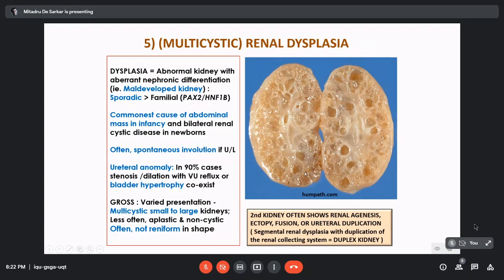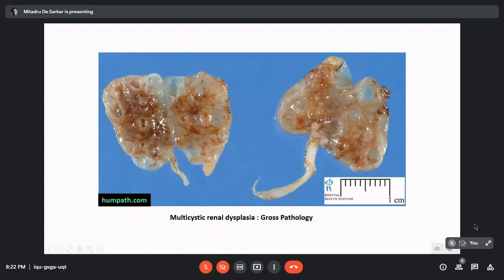That usually does not happen in the case of polycystic kidney diseases. So as you see, this is a slightly abnormally shaped kidney which has been bivalved. This is not an enlarged kidney, it is a small kidney, but it has a multicystic appearance, and the cysts seem to involve both the cortex as well as the medulla.